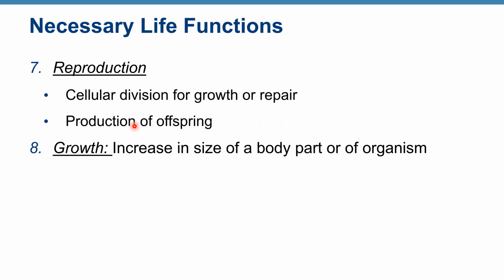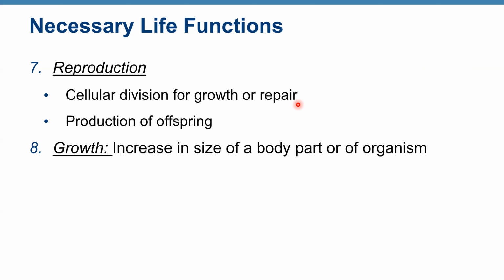Another necessary function is reproduction. And of course, reproduction includes production of offspring, but not only this, we need cellular reproduction, cellular division for growth and repair. Some of your cells just get damaged because of regular metabolic processes that happen in your body. For example, in your stomach, you have very strong acid, and some of the epithelial cells that cover the stomach will get damaged. So you cannot just live 50, 60, 70 years without repair.